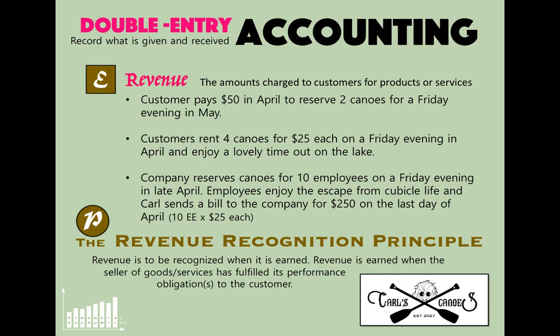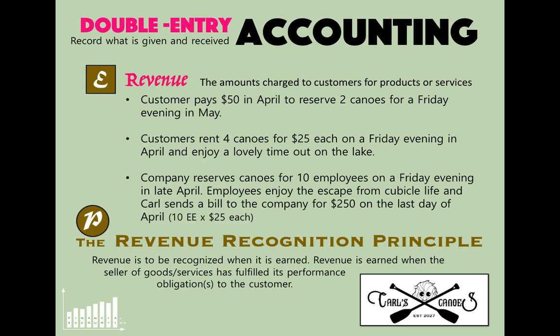Second scenario, the customers rent 4 canoes for $25 each on a Friday evening in April, and they go out on the lake and have a good time. Well, has Carl done what he's supposed to do for the customer? And he has, absolutely. The customers have taken the canoes out on the lake. Carl has fulfilled his performance obligation to the customer, and then he can record that in his journal.